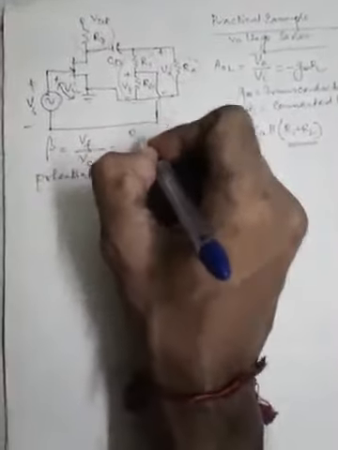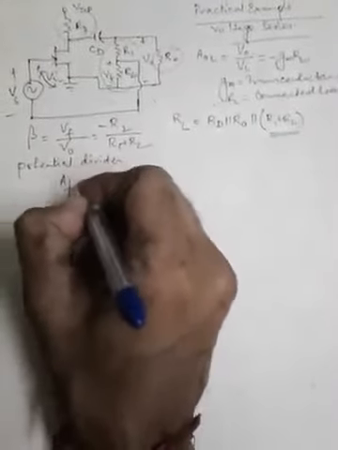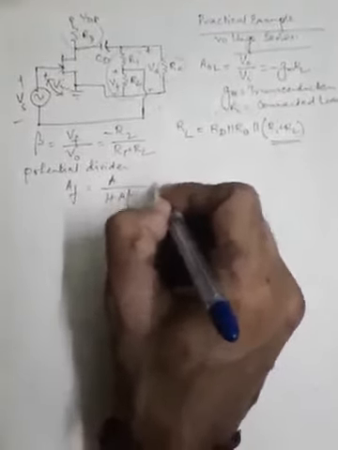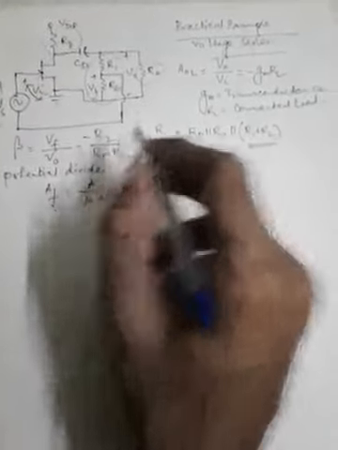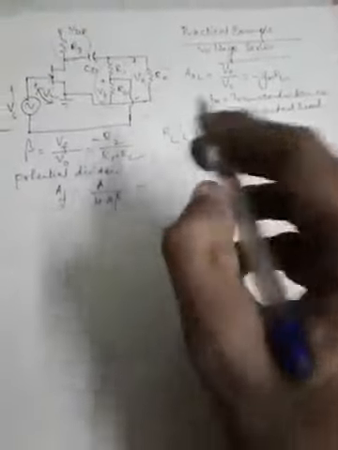You can write R2 by R1 plus R2, and that is with minus sign in front because of negative feedback. Now using the values of A and beta above, we find the gain with negative feedback to be, using the formula AF equal to A by 1 plus A beta, where beta is given by this and A is given by this. These two equations should be used over here.